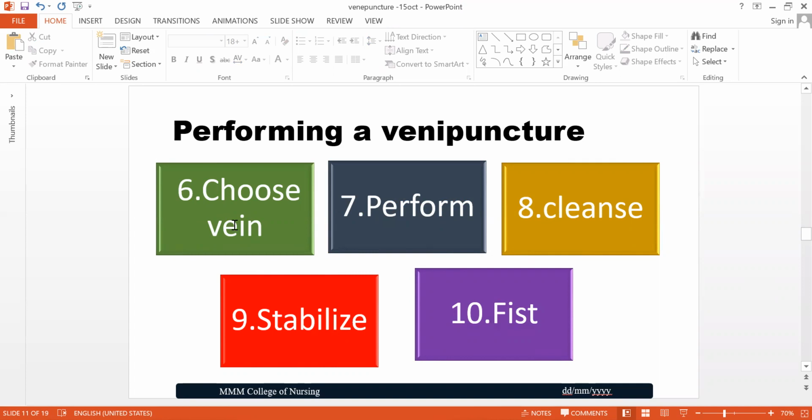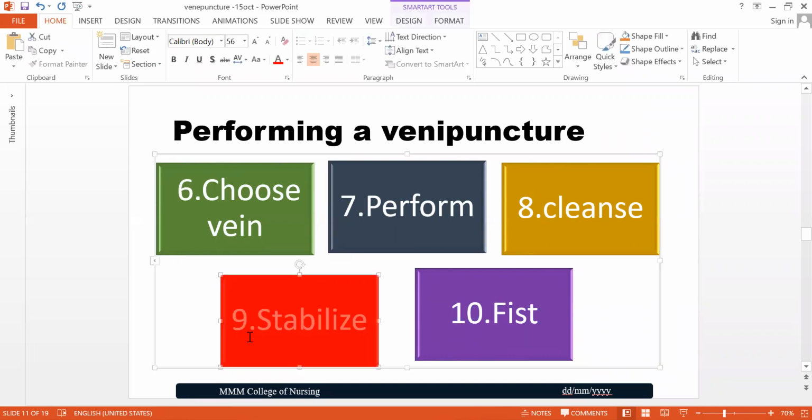Next, perform. Perform hand hygiene and don non-sterile gloves. Next, cleanse. Cleanse the chosen puncture site and allow it to dry. Next, stabilize.